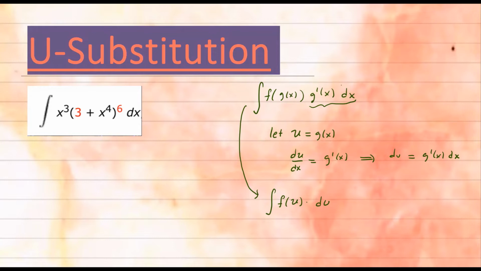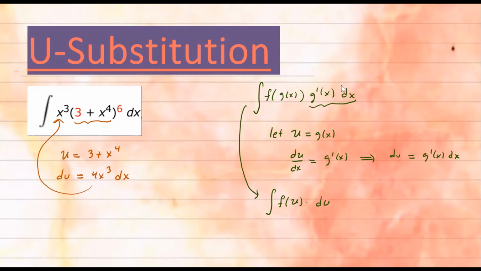So I'm going to pick this right here. This is the inner function. It's the piece that I'm going to select u to be. So u is going to be 3 plus x to the 4th. Now check this out. If I take the derivative with respect to x, the derivative of 3 is 0. The derivative of x to the 4th is 4x cubed. Now we tag along the dx. Now you see that this does appear in my integral, but it doesn't have the 4 in there.